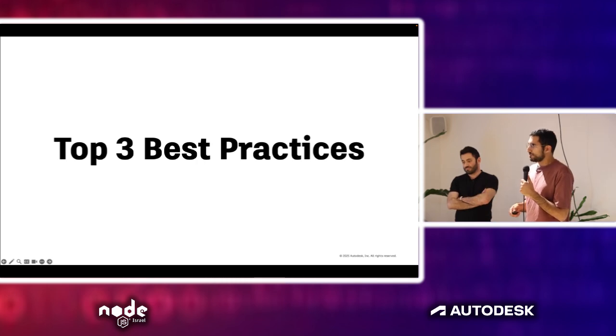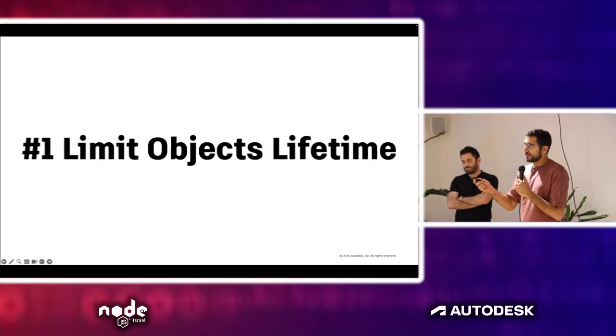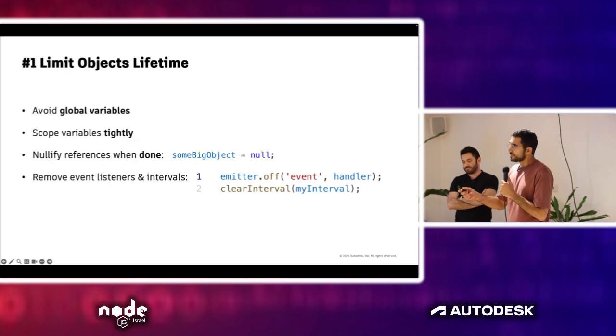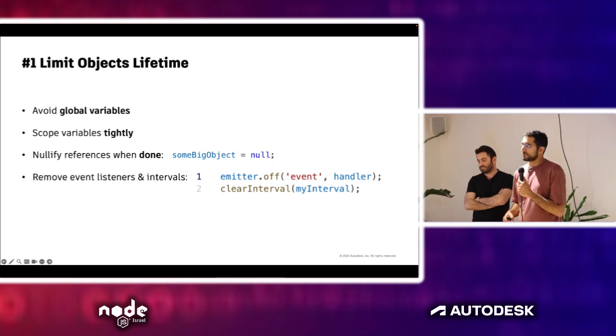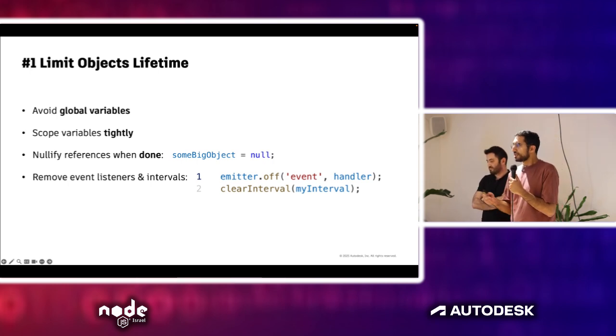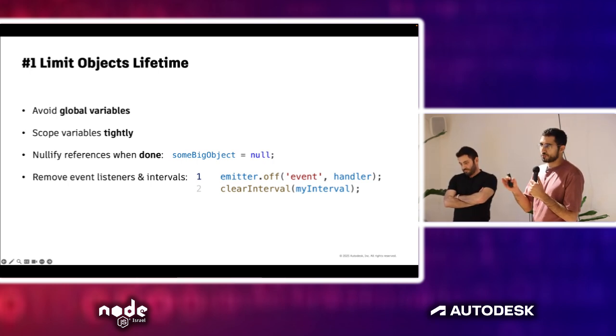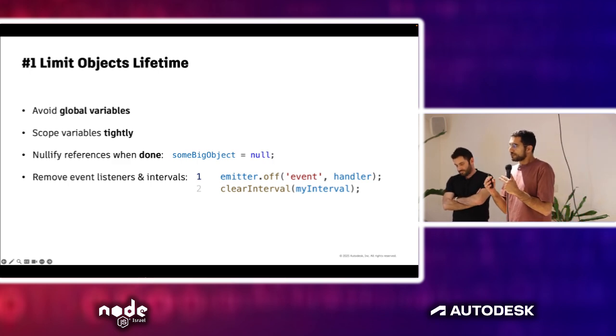So we found 3 best practices. This one is actually simple. We need to limit our objects' lifetime. So we need to avoid global variables. We need to scope the variables more tightly. We need to scope them to the specific location, whether it's a function or a class. And we need to nullify the references when we are done. And we also found out that most of the problems actually occur when we have event listeners and intervals. There are other reasons for memory leaks, but these are usually forgotten.